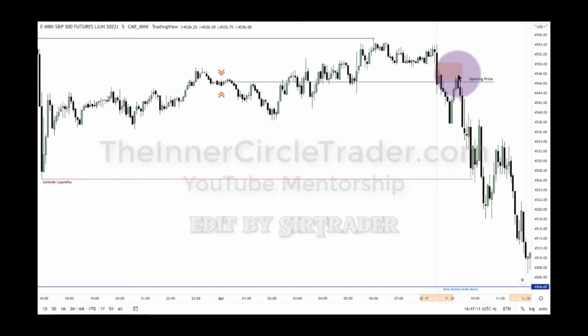So does it give it here? Yes, it does. So how can you participate in something like that and still have the bias behind you and have multiple setups that you can take? Well, let's take a closer look on the lower time frame.